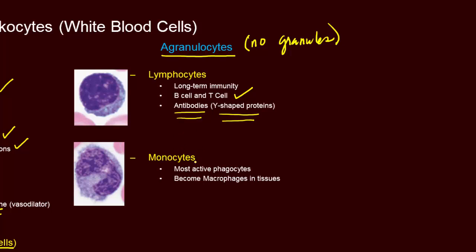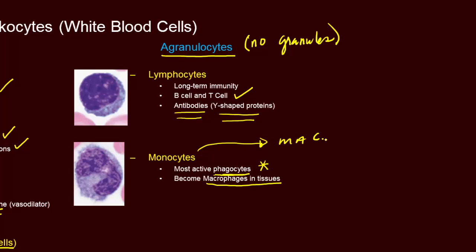Another type of agranulocyte is a monocyte. Okay, monocytes are pretty big white cells. They are very, very active phagocytes. They're our most active phagocytes. They are very good at dealing with cleaning up foreign invaders from tissues and also cleaning up cellular debris and other dead organelles or tissues. They become macrophages once they get into tissues. So a monocyte moves into a tissue and it becomes a macrophage. I'm just going to write MAC.